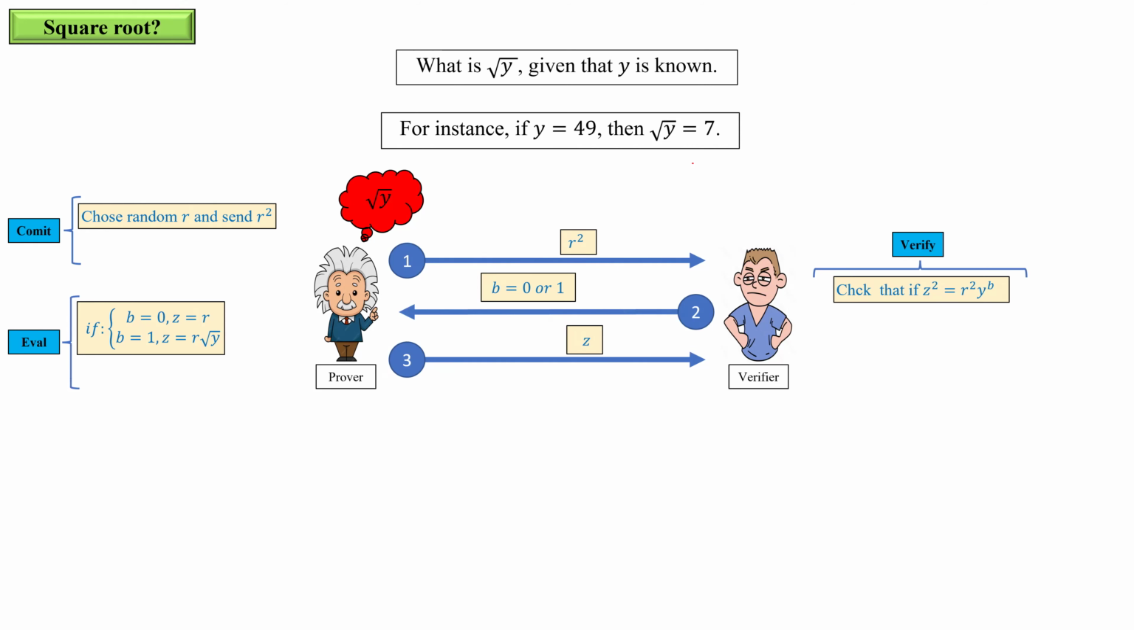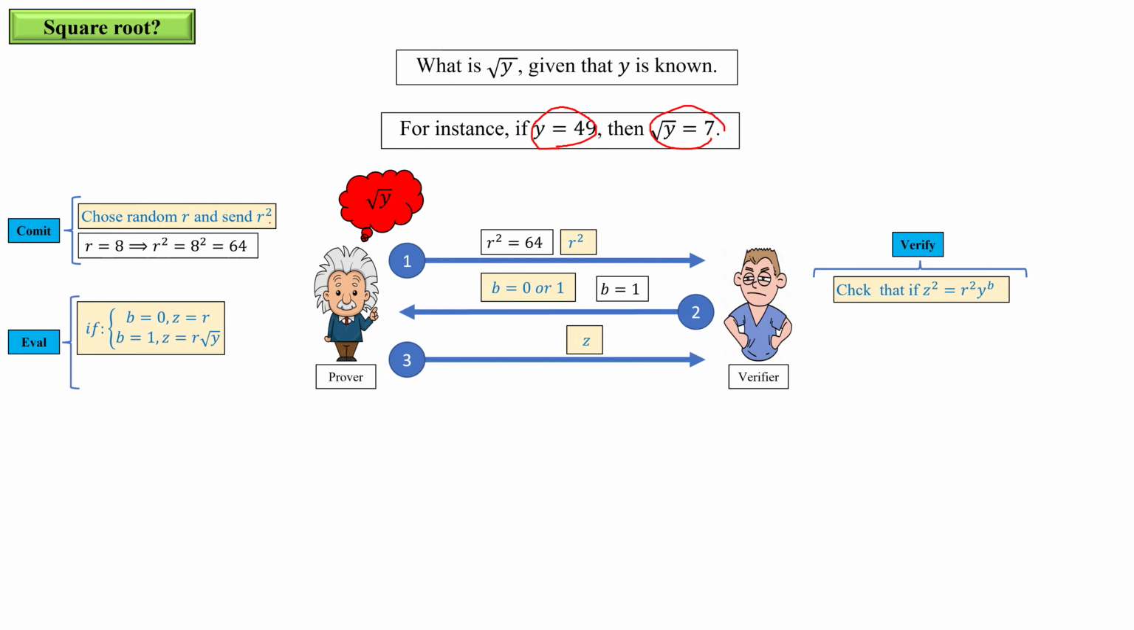Okay, so for the chosen values where y equals 49 and the square root of y equals 7, we want to follow these three algorithms to ensure that this protocol really works. At the first step, the prover sends a value r equal to 8, so r to the power of 2 equals 64, and sends 64 to the verifier. Then the verifier chooses a random value equal to 0 or 1.